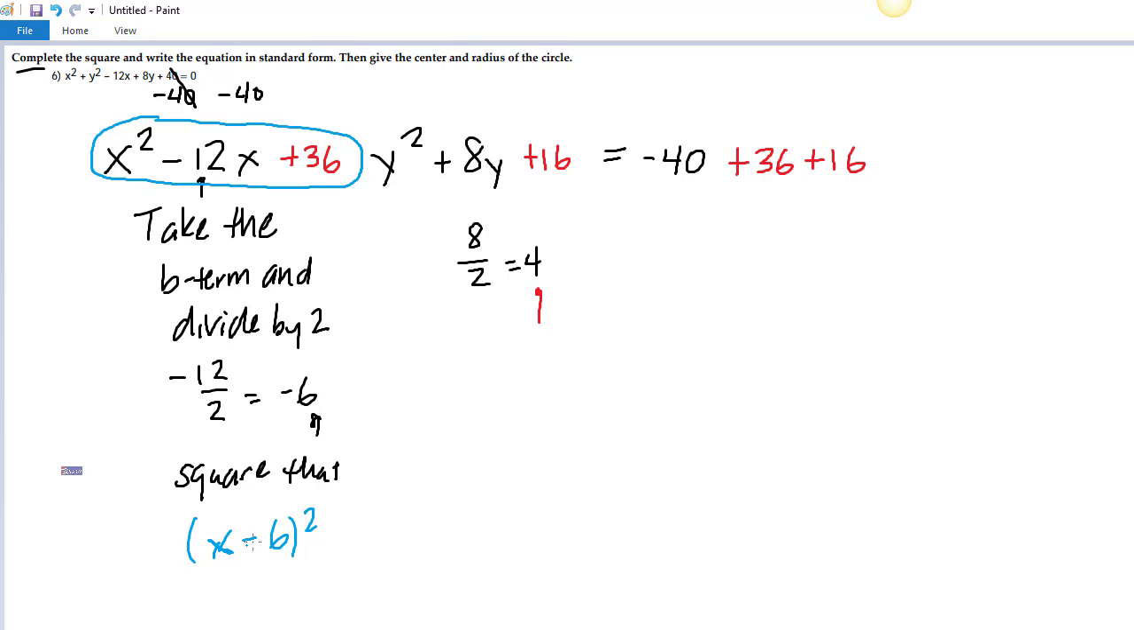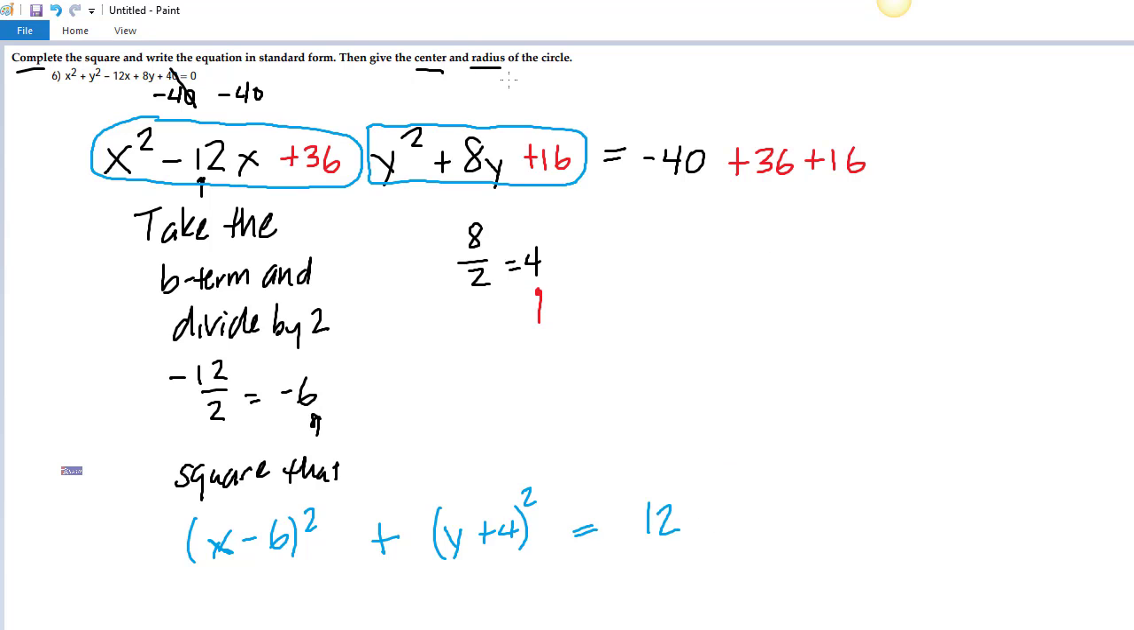All right, and that's what we mean by completing the square. So if you factor that, 36 was the number that makes that factor into x minus 6 squared. And likewise over here, 16 was the number that makes those three terms become y plus 4 squared. And so we add those two things together, and then on the far side we have 12.